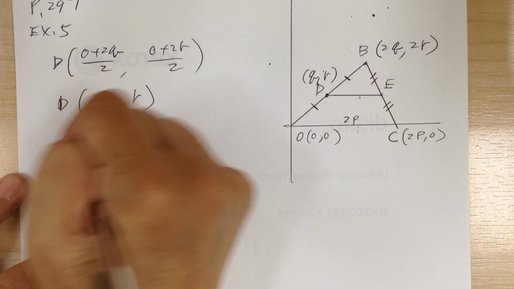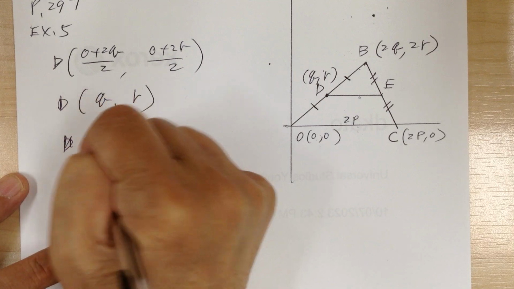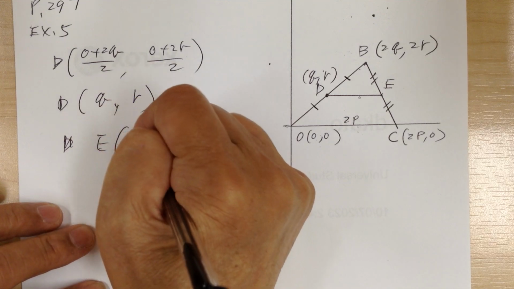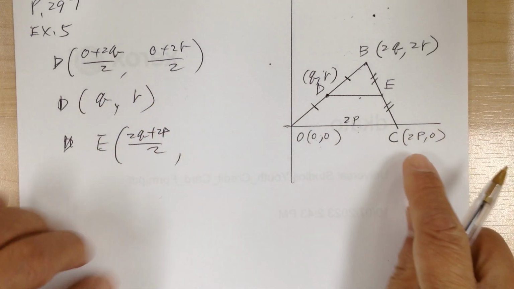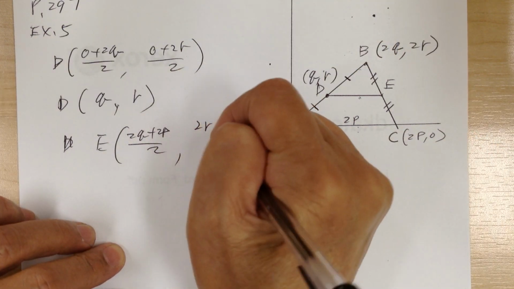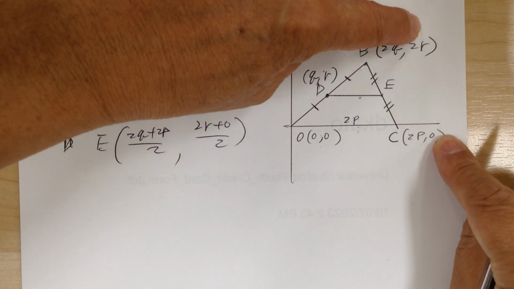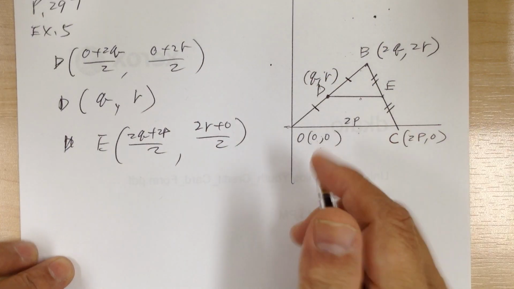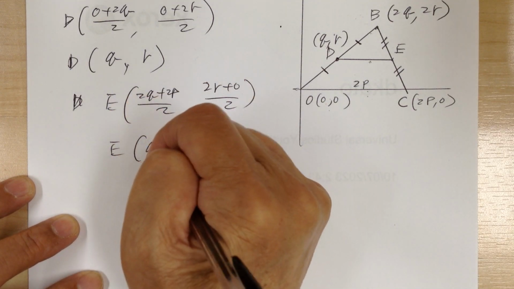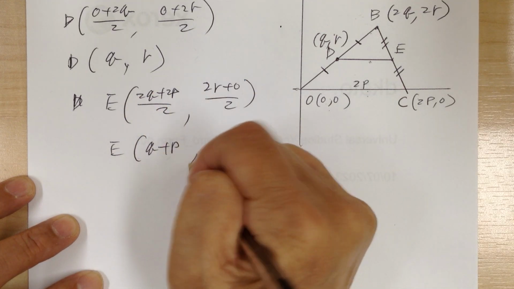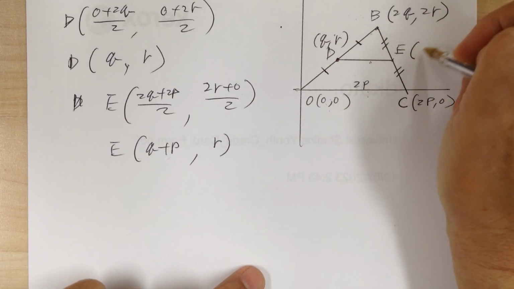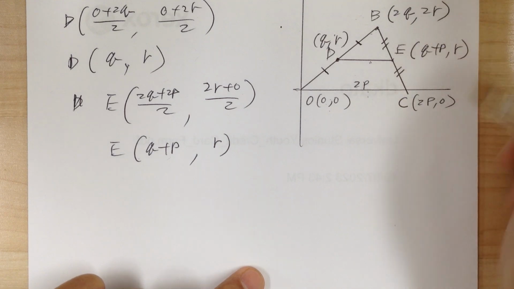Do the same thing for E. For point E, you have to use 2q plus 2p divided by 2. Again, to find midpoint, you add and divide by 2. For the y, you're going to get 2r plus 0 over 2. That's how you find the midpoint, the average. When you add and divide by 2, it becomes q plus p, and the y becomes r. So this point is q plus p, r.